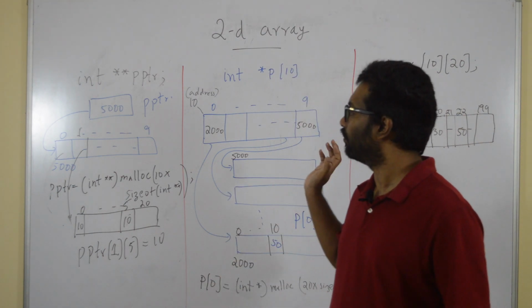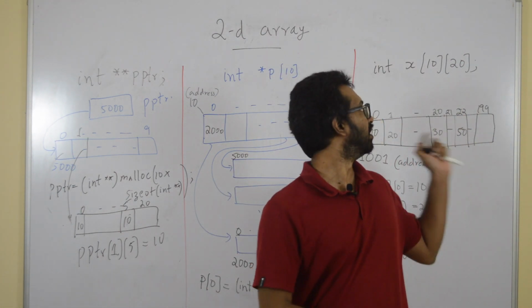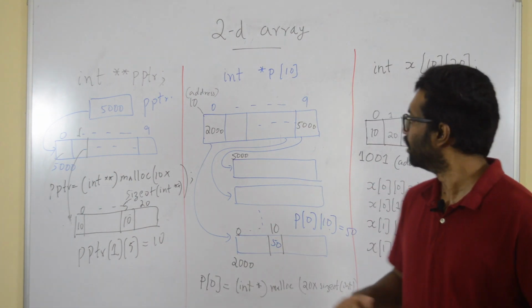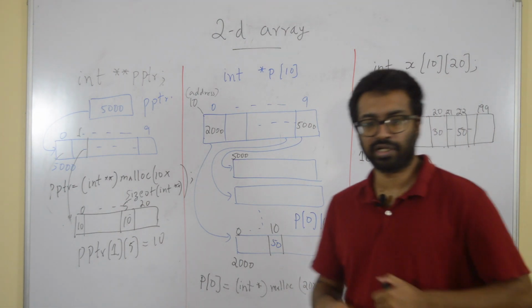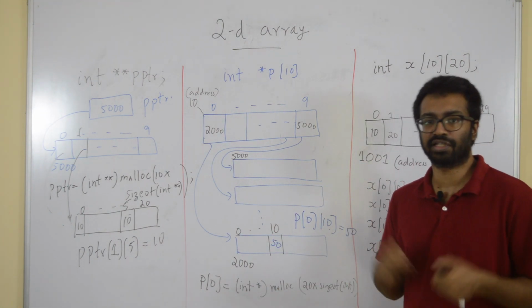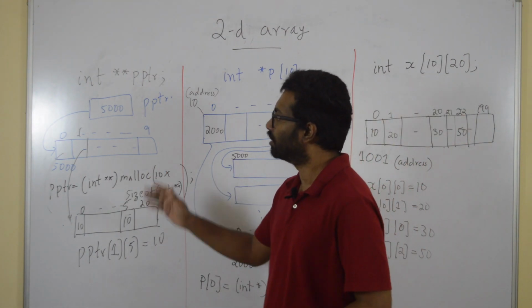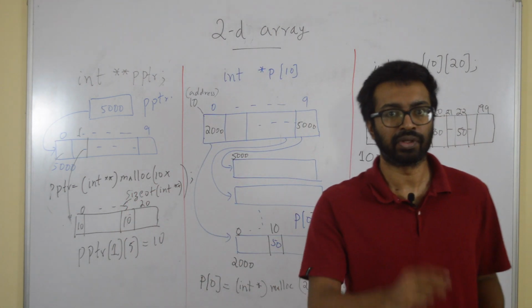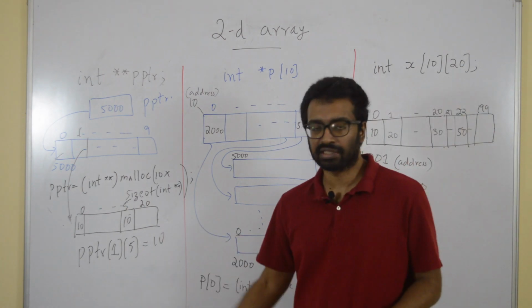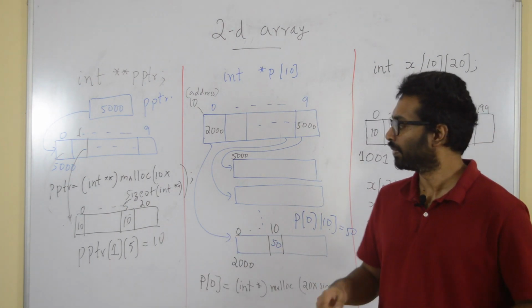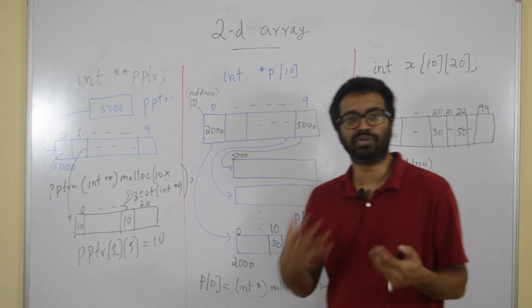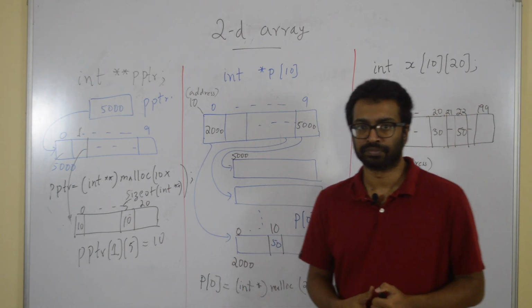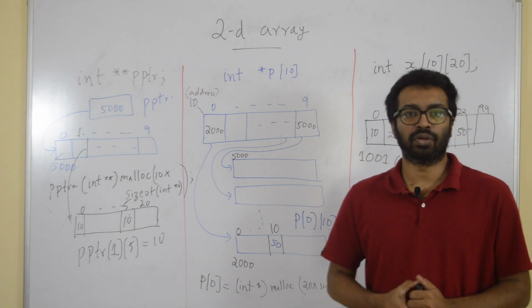Okay, so we have now seen 3 ways. The first way is completely statically allocated 2-dimensional memory. Second is partially allocated: one dimension is statically allocated, the second dimension is dynamically allocated. The third way is that both dimensions are dynamically allocated. Okay, and accessing each of these locations can be done using our pointer and array-like notation. Okay, thank you.